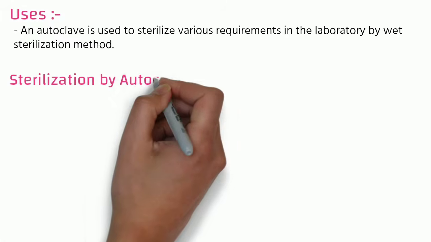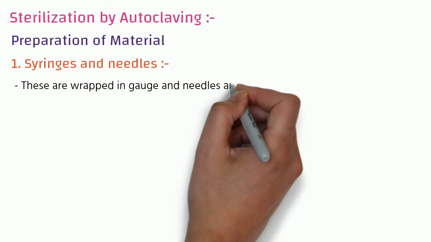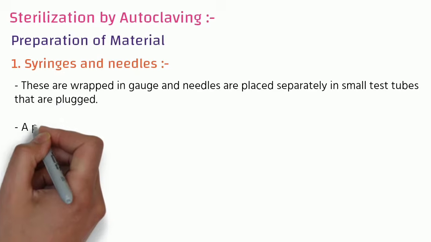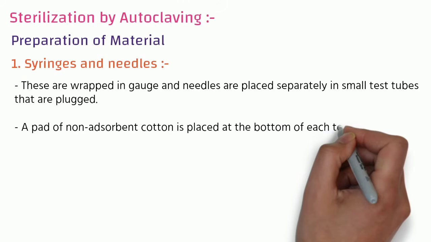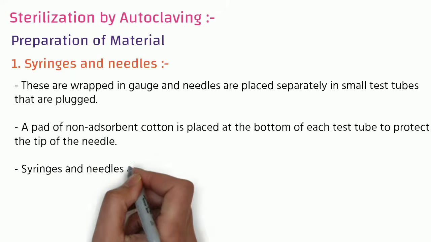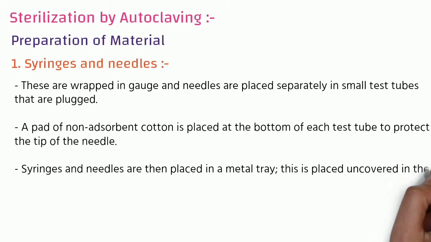So, sterilization by autoclaving. First of all, preparation of material. First, syringes and needles. These are wrapped in gauze, and needles are placed separately in small test tubes that are plugged. A pad of non-absorbent cotton is placed at the bottom of each test tube to protect the tip of the needle. Syringes and needles are then placed in a metal tray. This is placed uncovered in the autoclave.